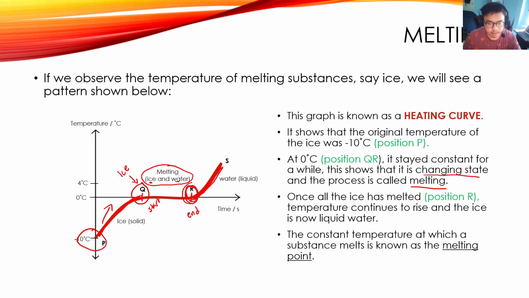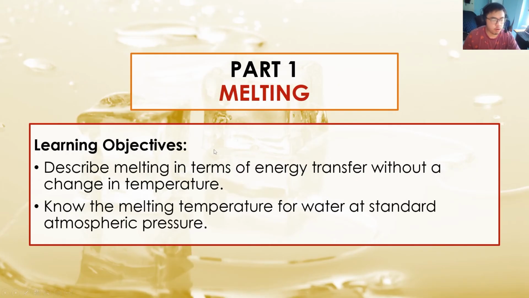The constant temperature at which a substance melts is known as the melting point. So it's this point here. So that straight horizontal line is the melting point of this substance. And for this particular graph, the melting point is 0 degrees Celsius. And that is it for part 1 for the time being. So in part 1, we talk about what is melting.